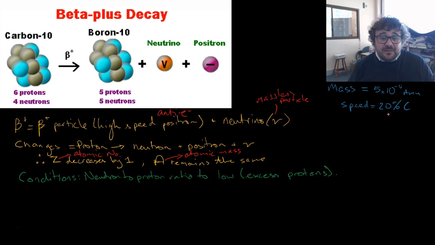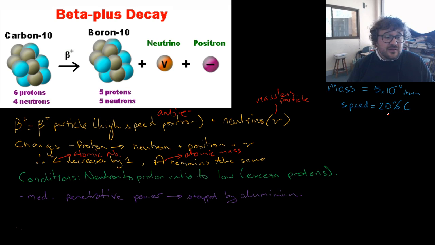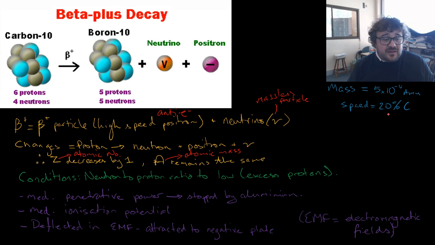So we've got the same mass, but the neutrons have gone up by 1, and the protons have gone down by 1. The condition this occurs under is essentially that the neutron to proton ratio is too low, or you have excess protons. It has medium penetrative power, which means it can be stopped by aluminium. It will go straight through paper, unlike an alpha particle, because it's much, much smaller, so it's able to shoot straight on through. It has medium ionization potential, which is the ability to change an atom into something else, or ionize an atom. And it is deflected in EMF, which is electromagnetic fields. It will be attracted to the negative plate, because it's a positive charge.